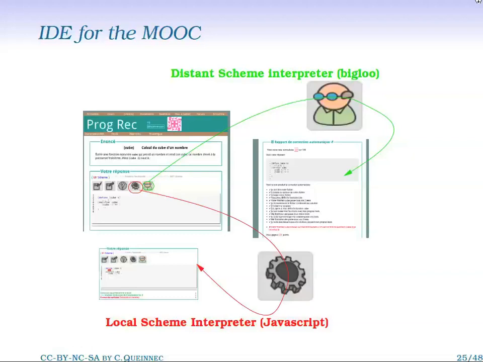You only have questions from very good students that say, well, at the 124th test, you mentioned this, and this is not conformant to the specification you give in the stem. And then you say, well, you are right. You change your stem, you recompute all the copies of your students, and you get the new marks.